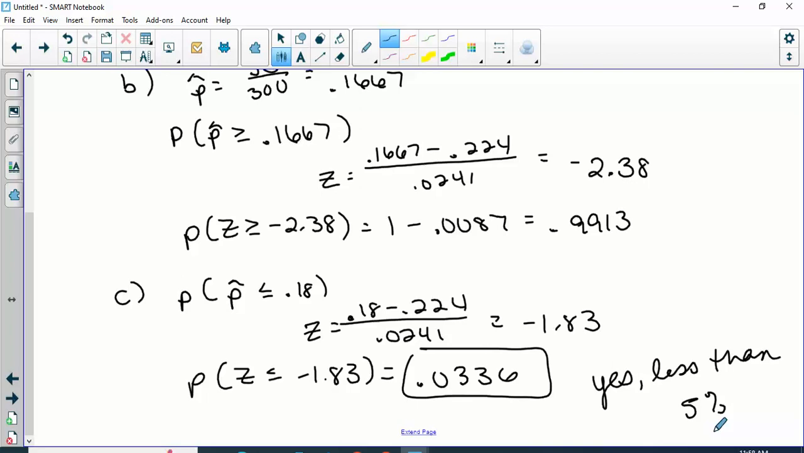Questions on problem 10? So hopefully we're realizing this is all very, very repetitive. The only thing you've got to watch is, am I just giving you a value where you jump in and get your z-score, or am I giving you an x-bar or p-hat where you have to find your mean and standard deviation before you can do that?